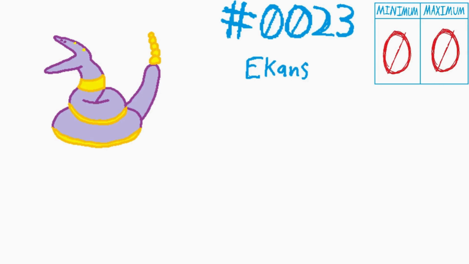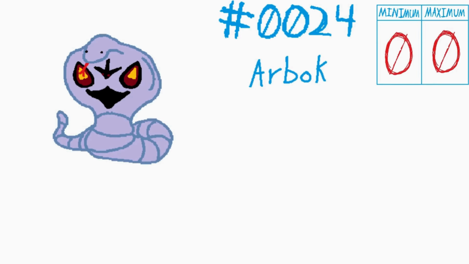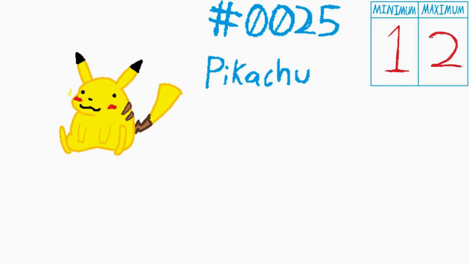Ekans, it's just snake written backwards. No, seriously, look at it. Arbok, it's just cobra written backwards. Real clever. Pikachu. I still absolutely disagree with this entry, but the council will just not budge on it.